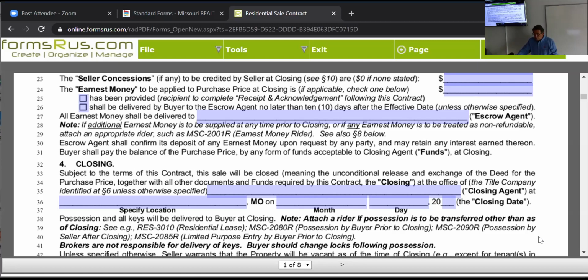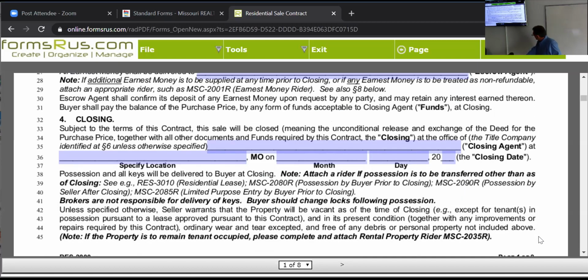If you're going to close past this date for any reason, you must have an amendment, because the contract dies of its own language if you don't close on the day that you have in that blank. On line 38, it talks about possession, and all keys will be delivered to the buyer at closing.